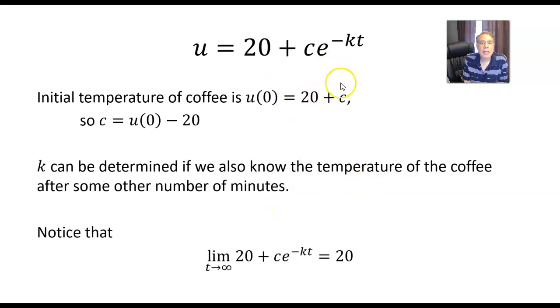And notice that if we take this expression and take the limit as t approaches infinity, so we're letting the cup of coffee just sit there indefinitely, e to the negative kt, that's going to be like 1 over e to the positive kt, that would be approaching 0, and so the limit would just be 20. So in the long run, the coffee is going to approach the same temperature as the room that it's sitting in.